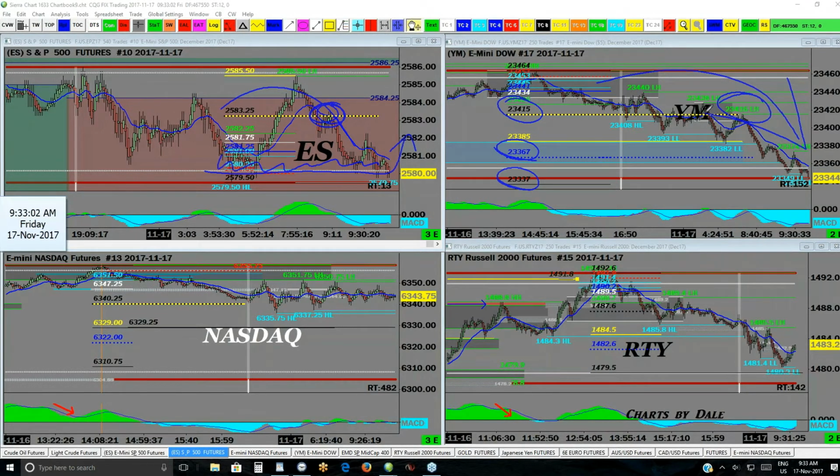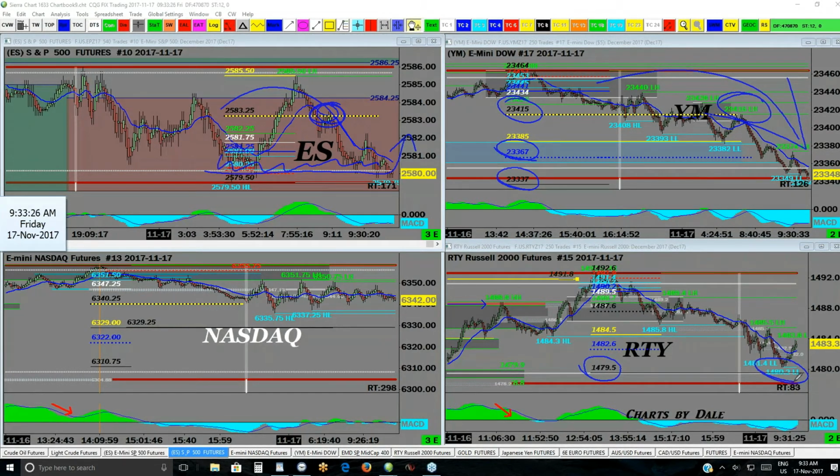RTY on the bottom area here, we had mentioned 1479.5. It did come to 80.2, so about 7 ticks away from that target. And a move to the upside, we had mentioned off of the double bottom that was at 81.4 that the market would re-challenge that double bottom.